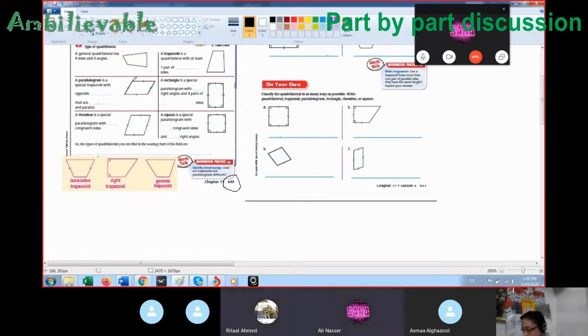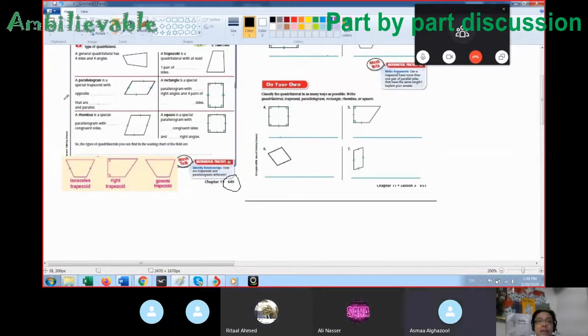The first quadrilateral that we will discuss is parallelogram, okay? A parallelogram is a special trapezoid with opposite sides that are parallel. So we will write on the first one: parallelogram is a special trapezoid with opposite sides that are parallel.